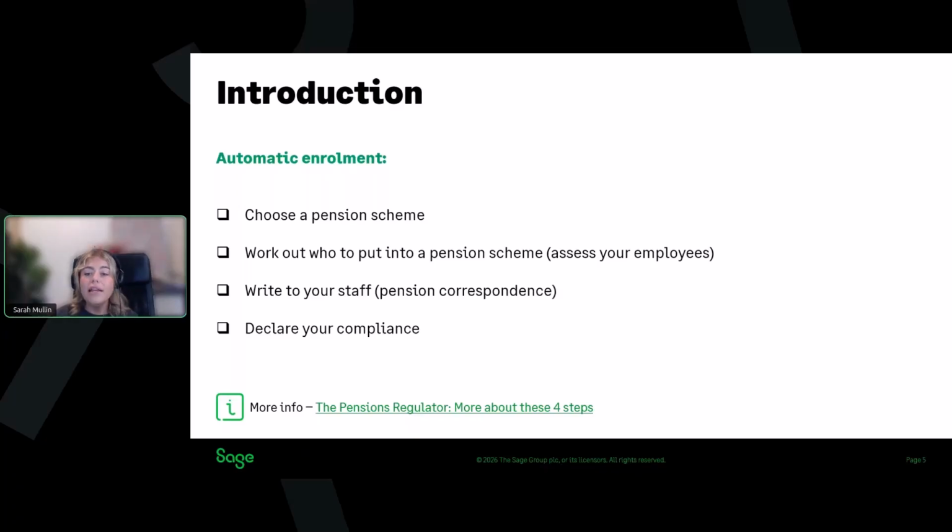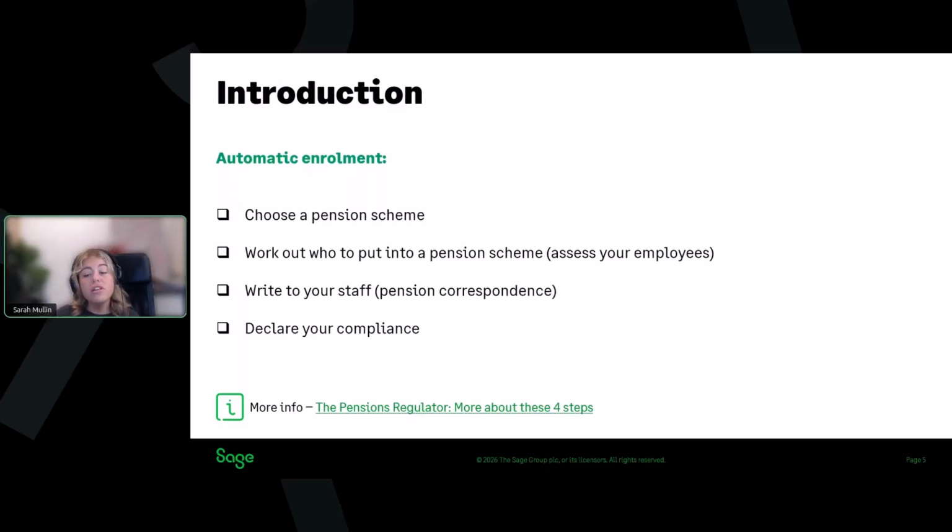And then finally, you'll need to declare your compliance with the pensions regulator. You have 5 months from your duty start date to do this. This step just confirms that your pension scheme is compliant and that all the info that you've provided is accurate as well. But if you would like more detailed guidance on these steps, I have included a link just at the bottom of the slide there, to the pensions regulator website. So really good resource there to get some more comprehensive information.